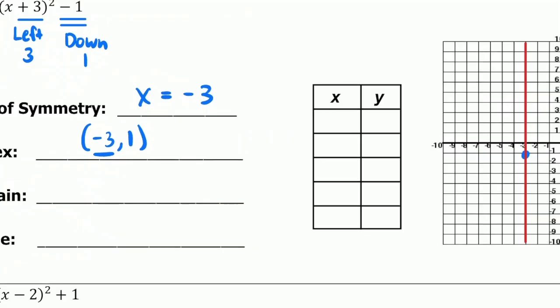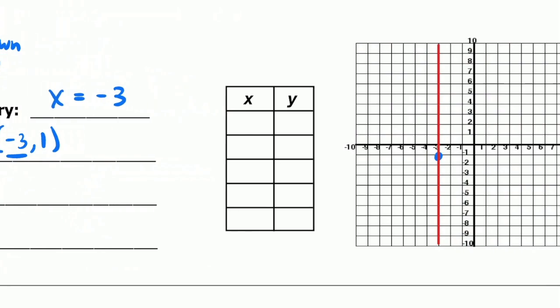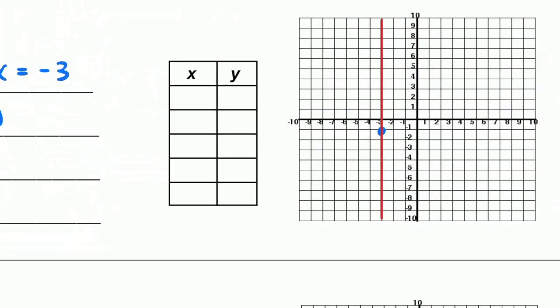And then I want to get 1 point on each side. And so this time, since my a value is a 2 and it's positive, I know it's going to be making a smile shape. And so I will be going up 2 and right 1, and then up 2 and left 1. So it's going to be a little bit of a skinnier parabola this time. So it's going to look more like this.